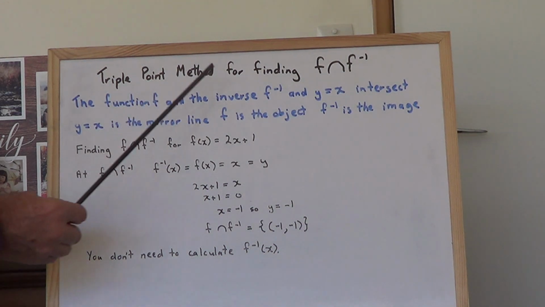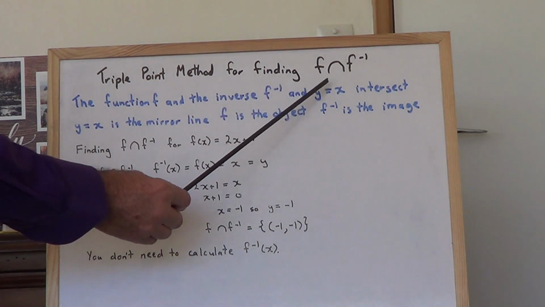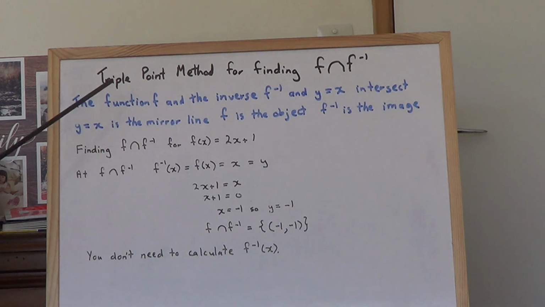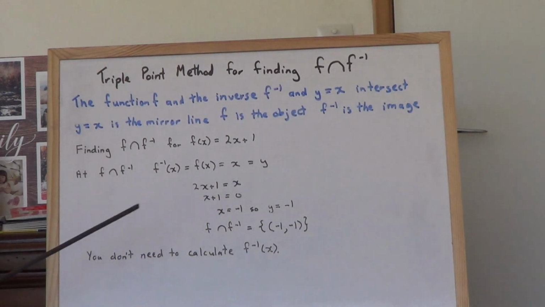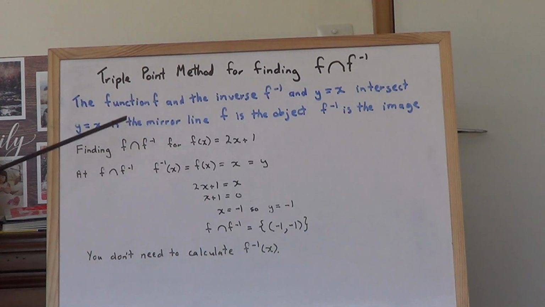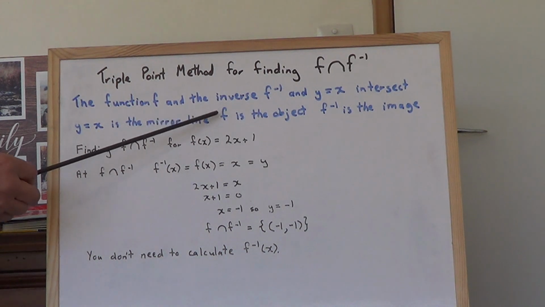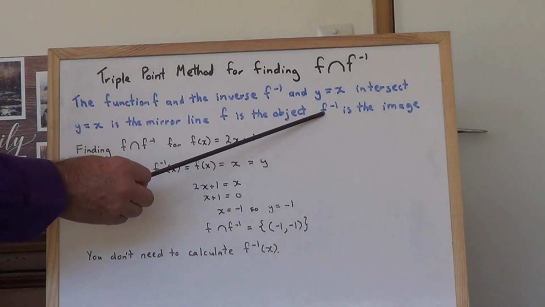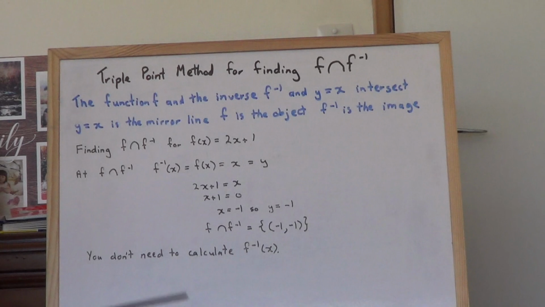You've got a function, the inverse of the function, and the line y equals x, and these three things intersect, and the intersection gives you this. So it's actually a triple point intersection. y equals x is the mirror line, f is the object, and the inverse of f is the image.